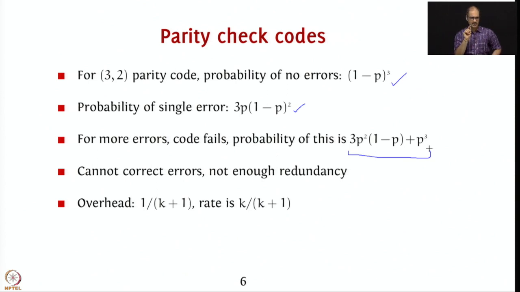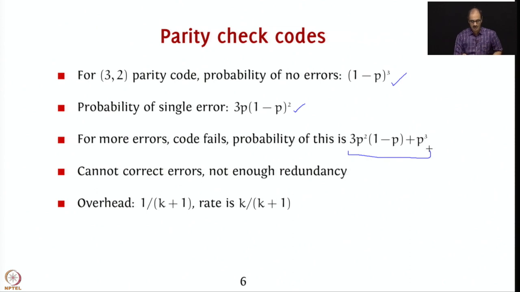But there is still a slight benefit from using this code. In the case where you are going to deal with an uncoded system, the probability of failure for a single bit is p. For two bits, the probability that you're going to make a mistake is essentially p square, if both are wrong, plus 2p times 1 minus p.